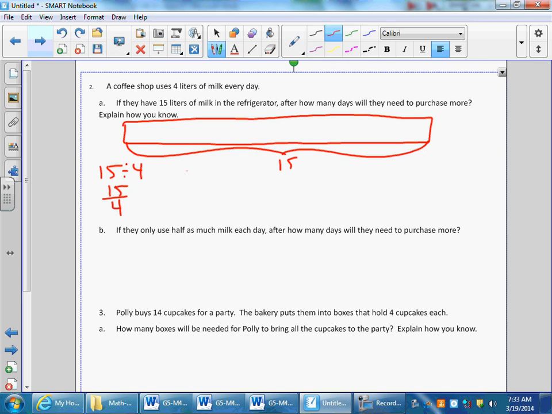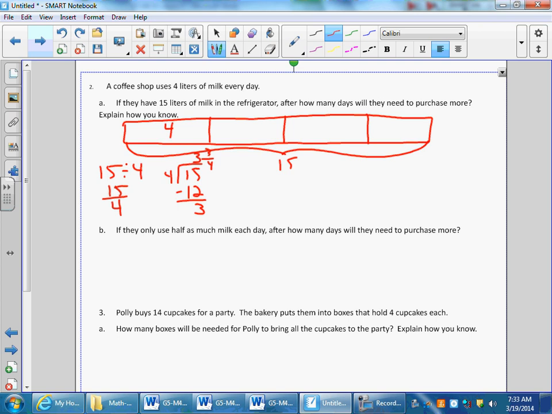My standard algorithm would be 15 divided by 4 is 3, with 3 left over, 3 and 3 fourths. Now, I understand all of that, but I'm not sure what my answer is, and my drawing needs to help me to figure that out. Okay. If I take 4 liters a day, there's day 1.